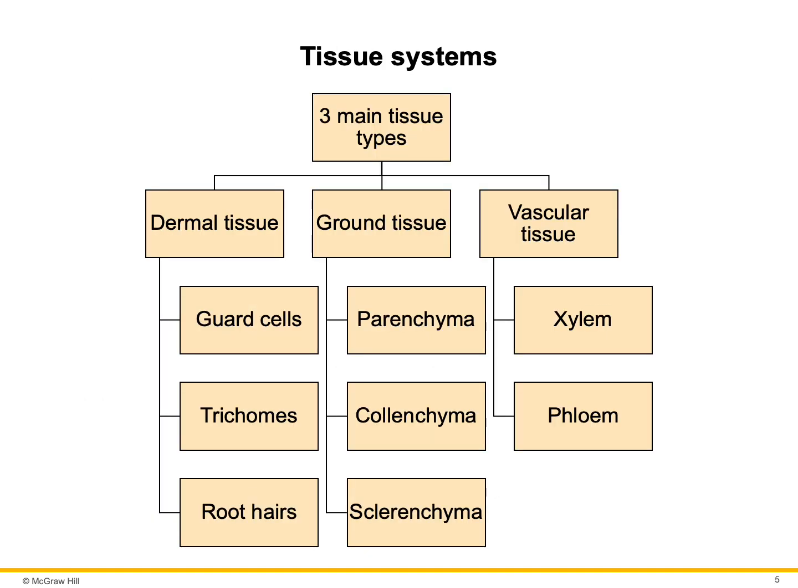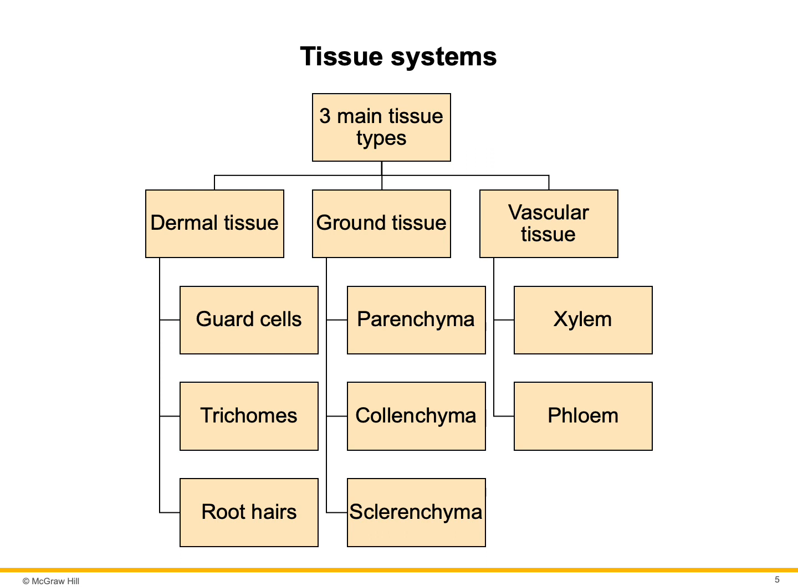So let's look into three main tissue types found in the vascular plant body. We have dermal tissue, ground tissue and vascular tissue. Dermal tissue is on external surfaces and provides protection, while ground tissue forms several different internal tissue types that can function in photosynthesis, storage and structural support. And lastly, vascular tissue conducts water and nutrition.